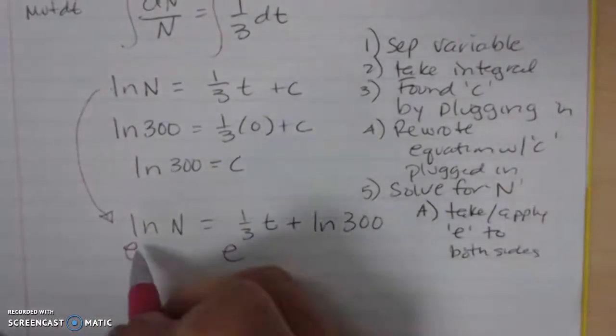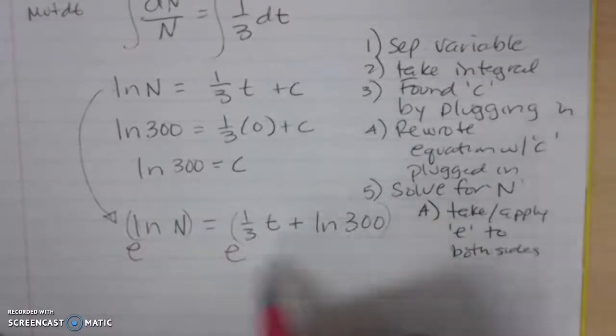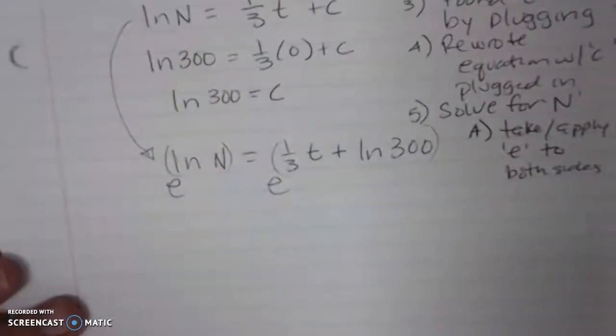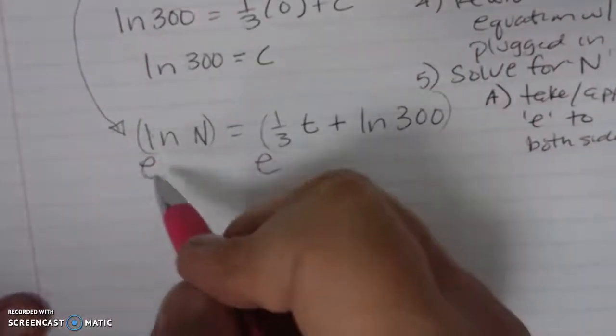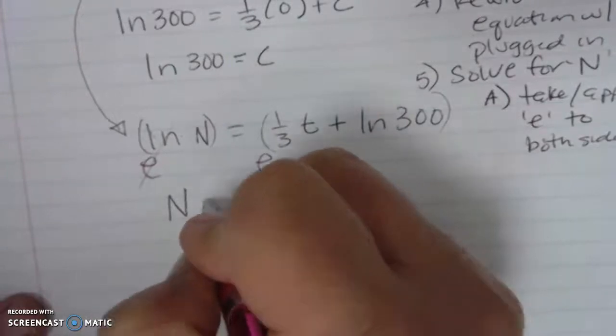When I do that, this is now the exponent: e to the power of this, e to the power of that. Let's simplify this. Well, we know where there's an e and an ln together, those cancel out and you just get an N.